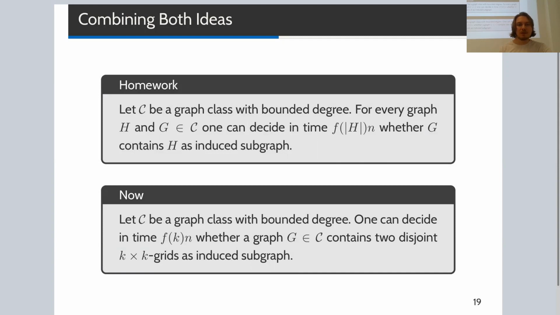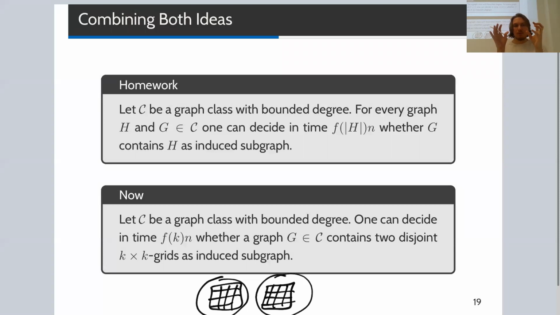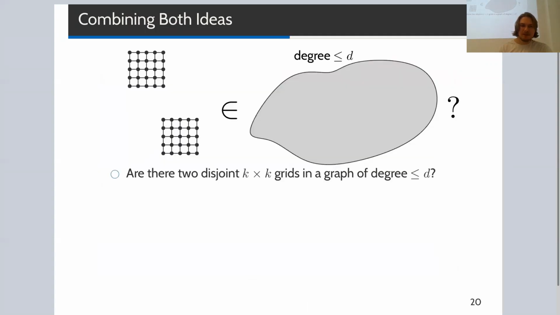So now we want to decide whether a graph contains 2 disjoint k by k grids as induced subgraphs. So not only should a single grid be contained as a subgraph, there should also be a second grid somewhere. And these 2 grids should not overlap. Each of those grids is a local property, but the property that they need to be disjoint is what enforces things to be far apart from each other. And this is how we're going to see it. So: 2 disjoint k by k grids in a graph of degree at most d. That's what we want to have an algorithm for.